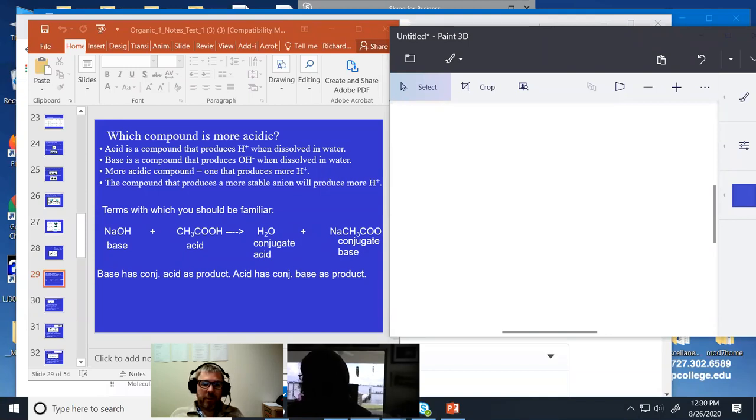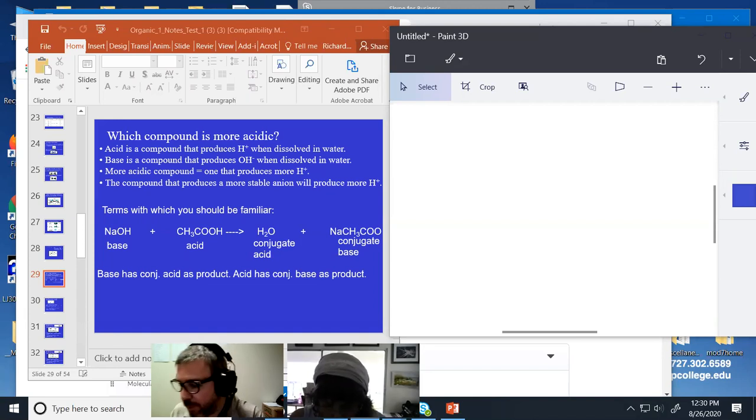12:30. We're going to be working through acidity today and figuring out our two compounds, which one is more acidic. So first of all, let's look at some definitions. An acid is a compound that produces H+ in water. Would you please mute? Please. Thank you. Bases produce OH- when dissolved in water. If you've got two compounds, the more acidic compound will be the one that produces more H+, which I think makes sense. And here's the important one. The compound that produces a more stable anion will produce more H+.